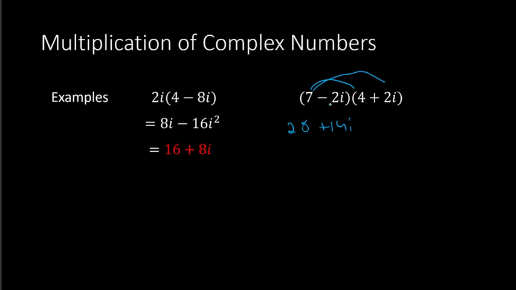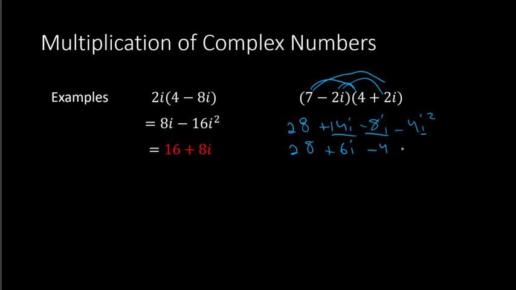And then we would have to distribute negative 2i to both terms. So that would give you negative 8i and negative 4i squared. All right, so now from here we can simplify. So we have 28, and then 14i minus 8i would give you 6i. And then here, negative 4i squared.